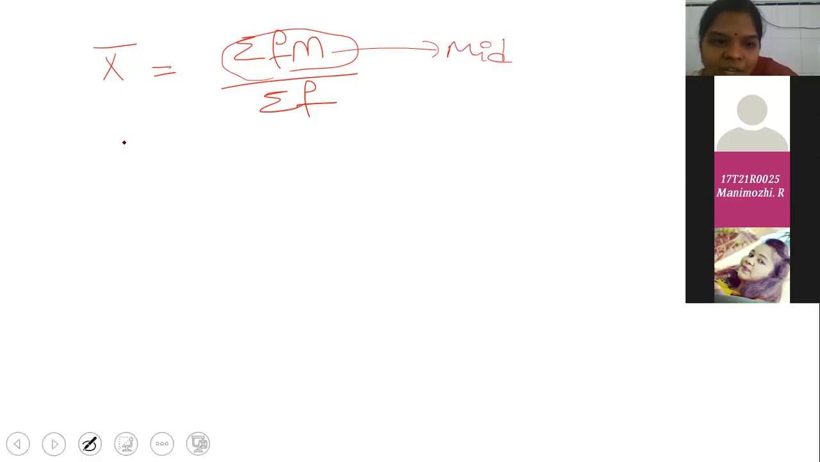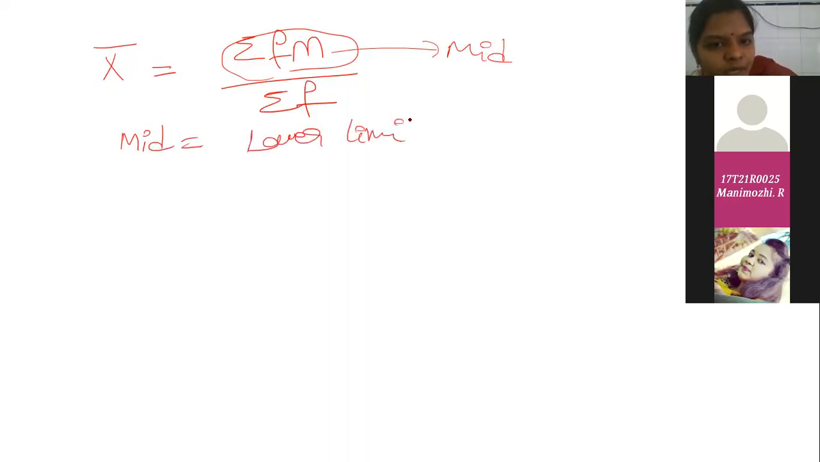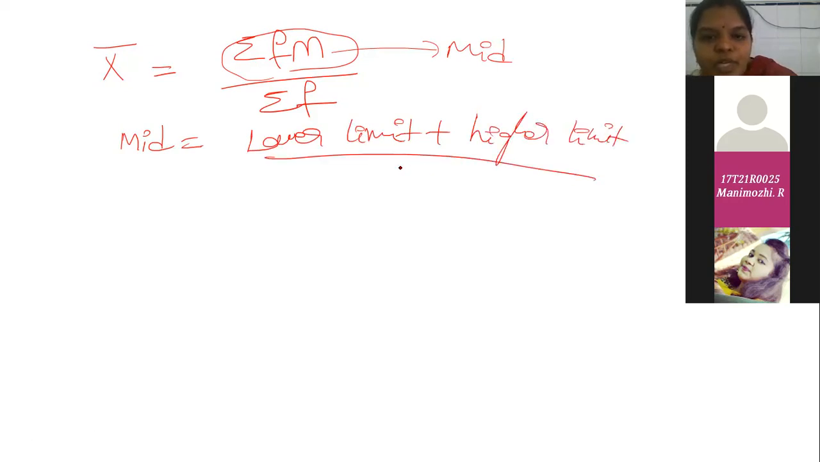So, how to calculate the midpoint? Lower limit plus higher limit divided by 2. That's good. Then, just write down one example. Compute the arithmetic mean for the following data.